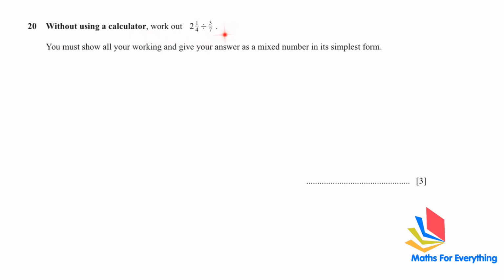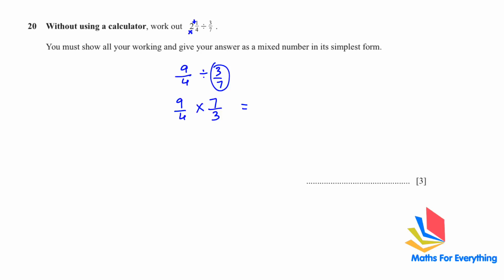Question number 20. Without using a calculator, work out this fraction. We must show all our working and give the answer as a mixed number in the simplest form. So first we'll have to change this mixed number into an improper fraction. 4 multiplied by 2 plus 1 will give us 9 over 4 divided by 3 over 7. If there's a divide, we will write multiplication and write the reciprocal of 3 over 7. Reciprocal means we will flip it over, we'll write it as 7 over 3.